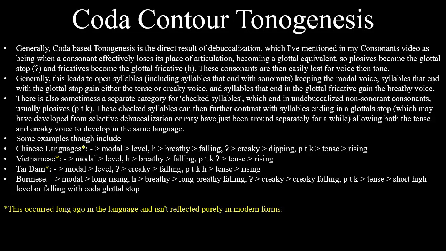In Old Chinese, the modal voice, derived from open syllables and sonorant ending syllables, created a level tone. The creaky voice, derived from the glottal stop, created a dipping tone. The breathy voice, derived from the glottal fricative, created a falling tone. And the tense voice, derived from checked syllables, created a rising tone. Many languages did this differently, though.